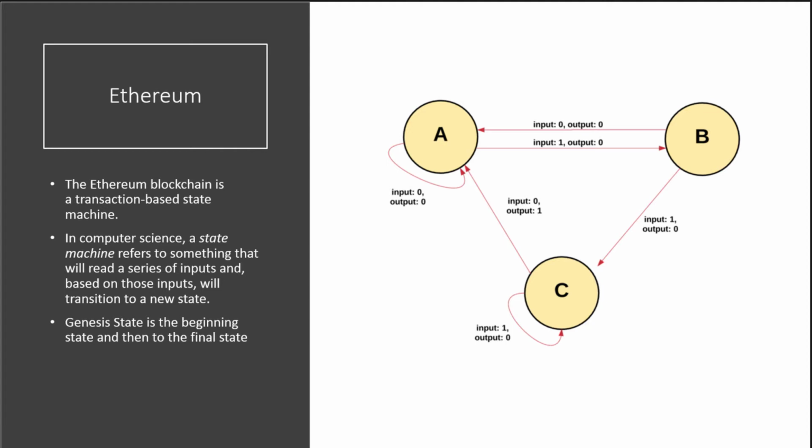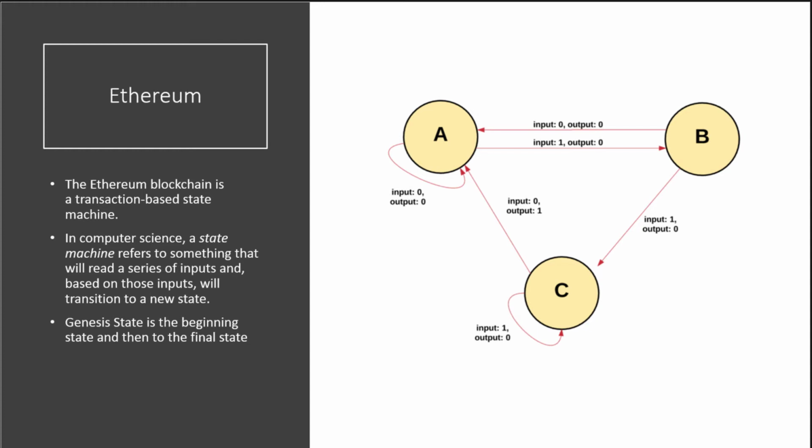Now, the Ethereum blockchain, as we know, is going to run on the nodes, and those nodes are running that EVM. That code is running essentially in that EVM, which is essentially a transaction-based state machine. Now, in CS, that state machine is going to take inputs, and based on those inputs, will transition to a new state. And essentially, one input will lead to another, right?